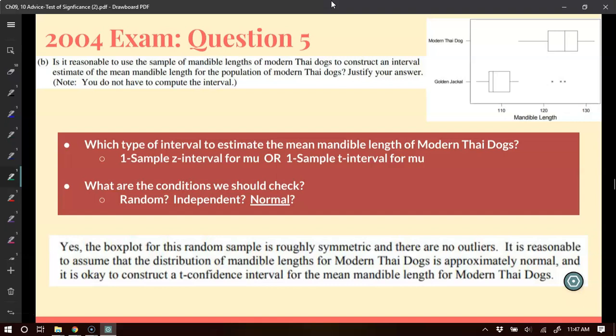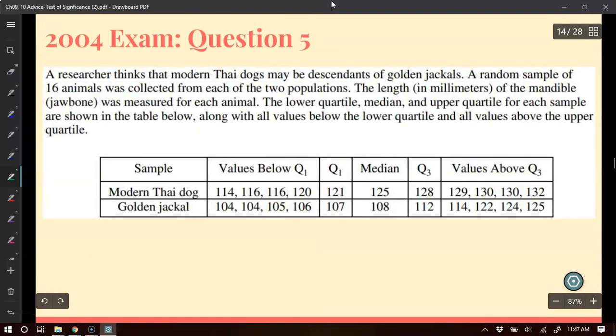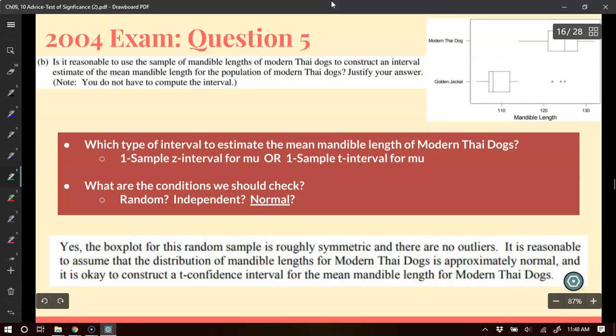So is it reasonable? So first off, which type of interval are you looking for on this? Are you looking for a 1 sample Z interval for mu, or are you looking for a 1 sample T interval? In other words, do you know the population standard deviation or not? And this is a 1 sample T. You don't know the population standard deviation of the mandible lengths of the jawbones. So in this case, what are the conditions we should be checking? We should be checking random and independent and normal.